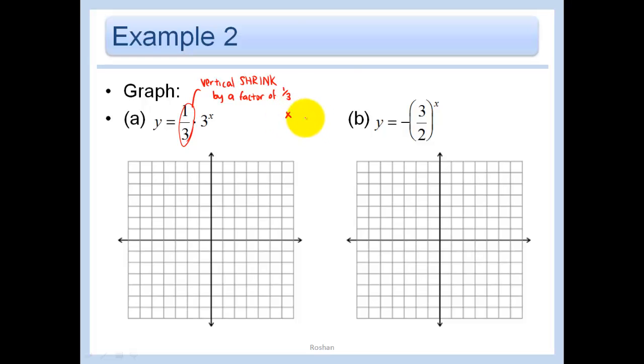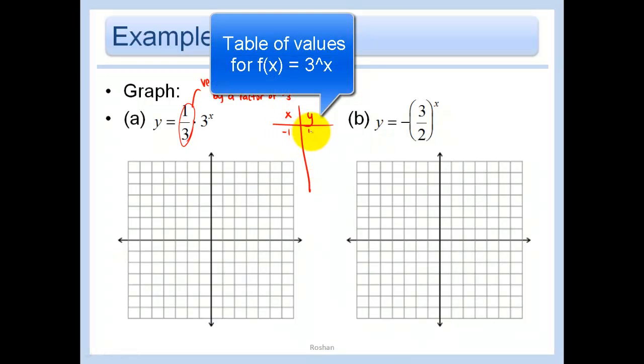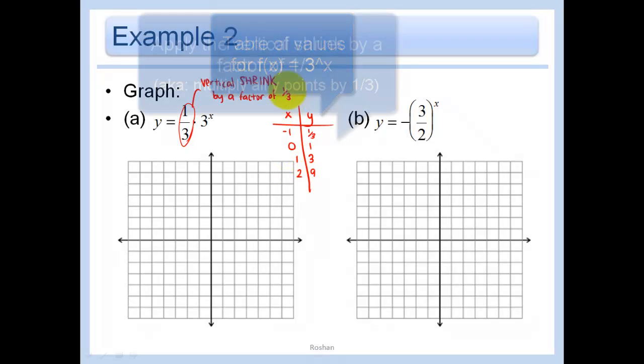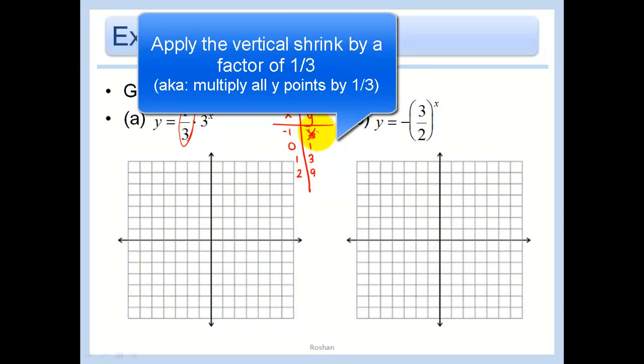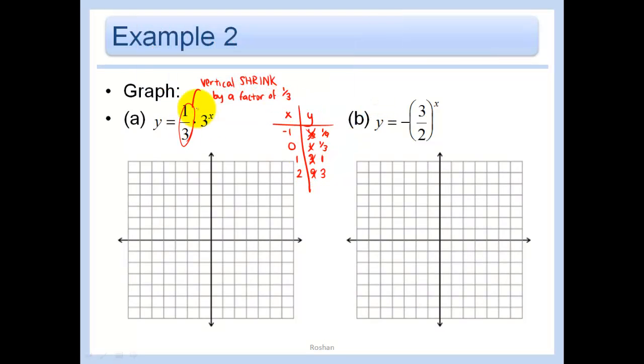So we can take the same points that we had in our previous example, -1, 1/3. When we put in a 0, we got out a 1. When we put in a 1, we got out a 3. 2, 9, and now we'll just do a third of that. A third of 1/3 is a 9th. A third of 1 is a third. A third of 3 is just 1, and a third of 9 is just 3. And you could have just put them originally into this function. You would have gotten the same points here.